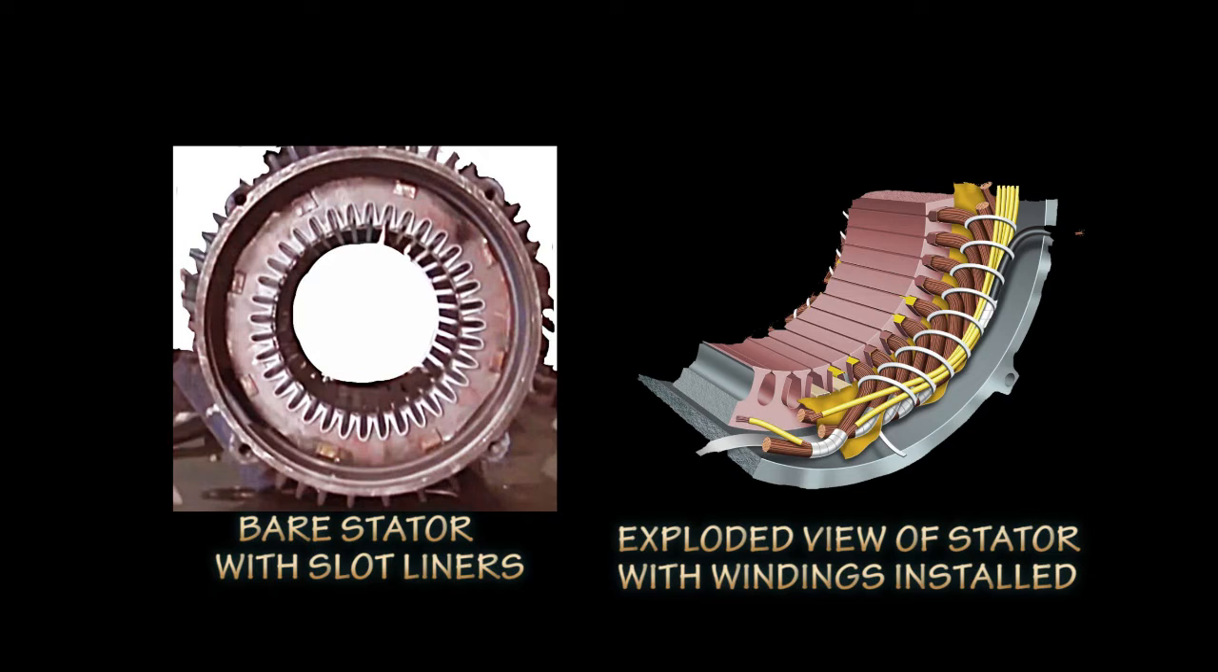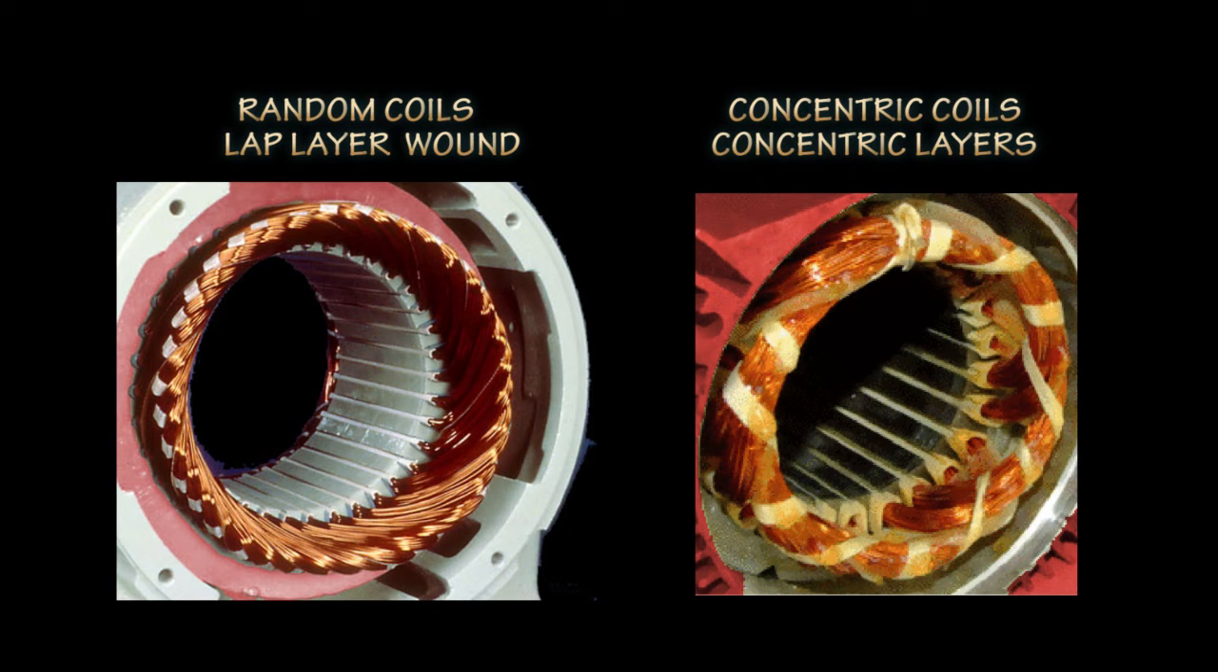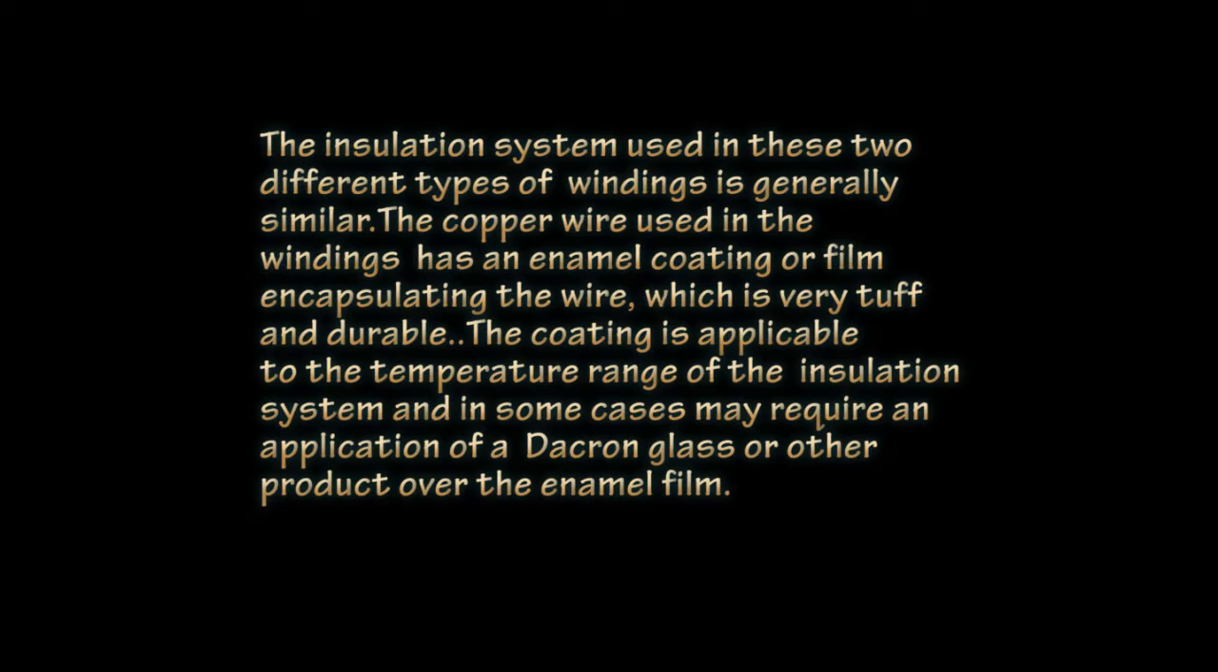The following shows a bare stator with liners and an exploded view of the winding. A random lap layer winding and a concentric layer winding. The insulation system used in these two different types of windings is generally similar.